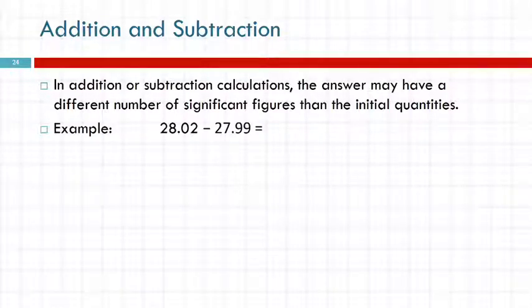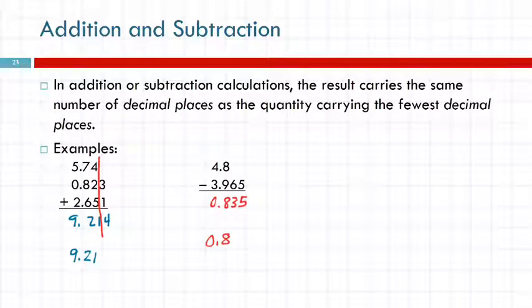Sometimes in adding and subtracting, you can have more digits, sig figs, than you started with, or you can have fewer. So in this example here, this one had 2 significant figures, and this one had 4 significant figures. The answer ended up with only 1 significant figure. That's because we're not counting sig figs when we're adding and subtracting. We're counting decimal places.